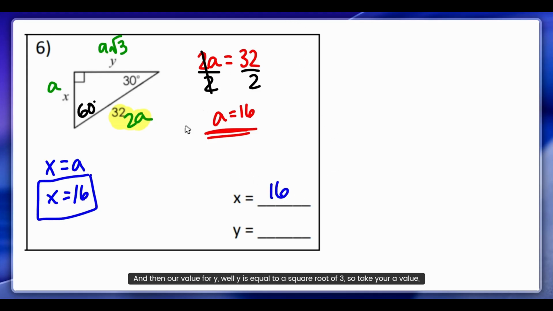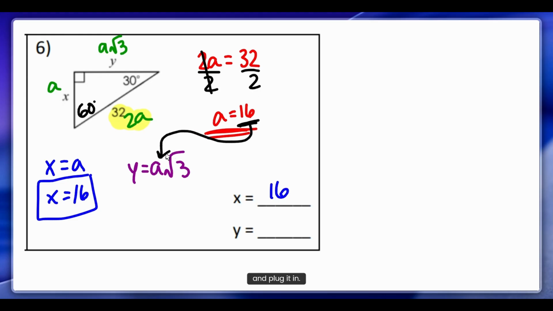And then our value for y, well, y is equal to a square root of 3. So take your a value and plug it in. So we get y is equal to 16 root 3. And there we have it.